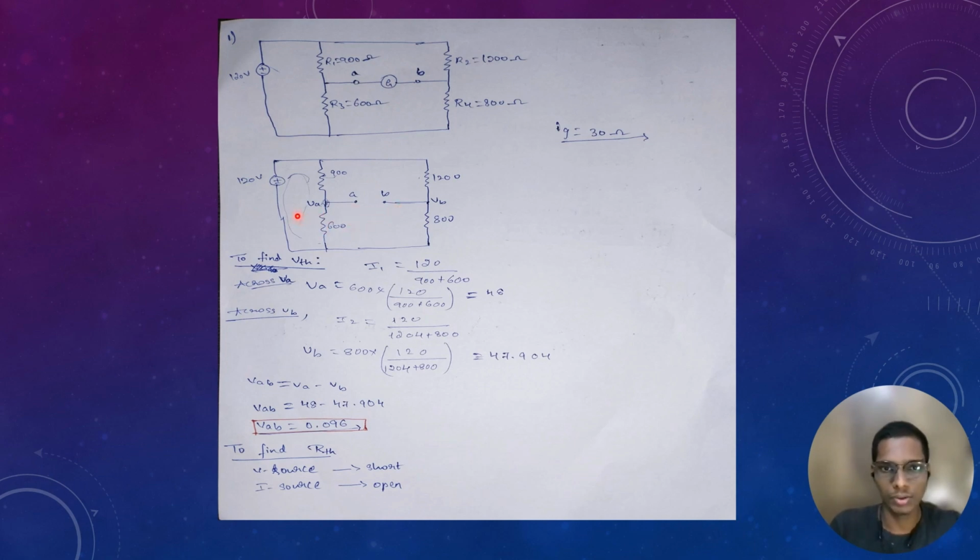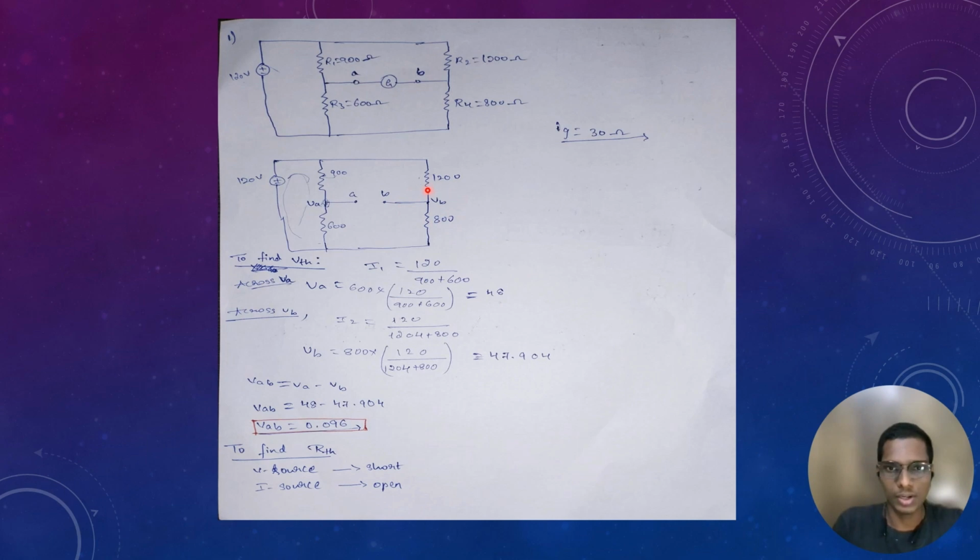First thing, we have to find I1 for this loop, that is 120 volts divided by 900 plus 600. For this voltage drop, we have to find I1 into the resistance across which the voltage drops. Here we simplified and we got 48 volts.